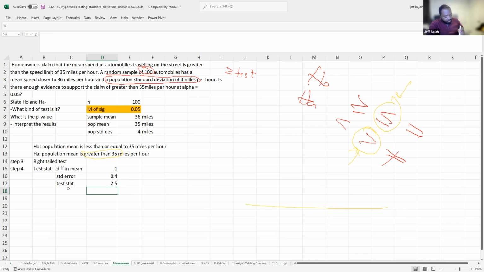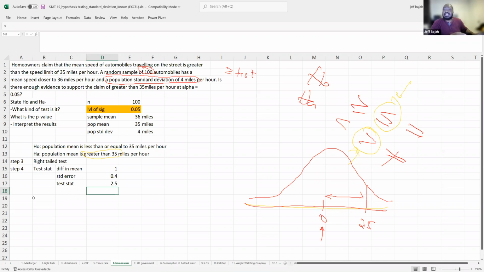So in theory, and that's what I want you guys to remember in terms of what we've done in normal distribution, what this means is, this is where the population mean is. That's where 35 is, basically. So when you did your 100 and you got 36, you are 2.5 standard deviations away, basically. So the question is, is this far enough for us to reject what the homeowners are saying, or is it not far enough? And that's what we're going to do now.